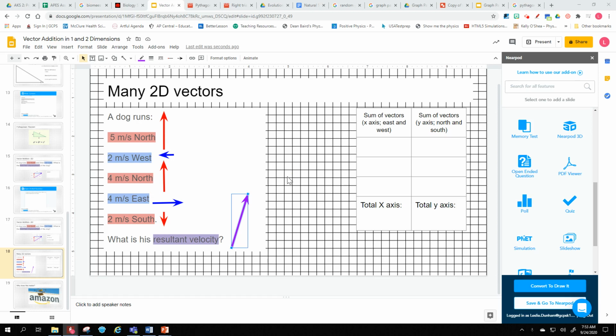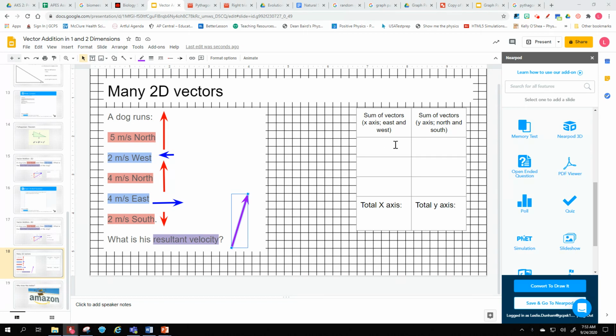Sometimes we might end up with many vectors in 2 dimensions, right? So we have an object that's both moving north and south, what we would call the y-axis of our graph, and at the same time, there's some sort of horizontal motion, or x-axis motion. In that case, we're going to take all of those little individual components and put them together to figure out the overall movement that happens in the x-axis and the overall movement that happens in the y-axis.